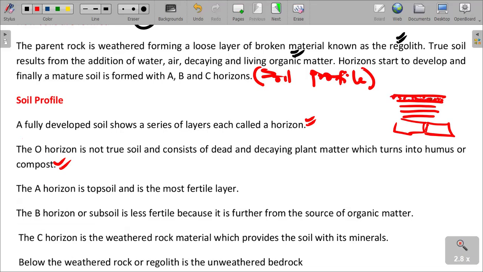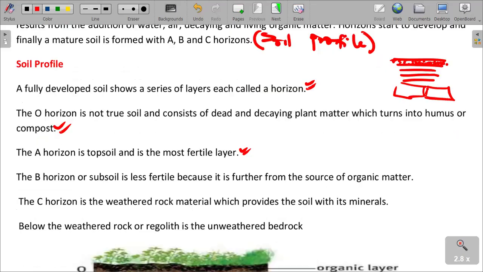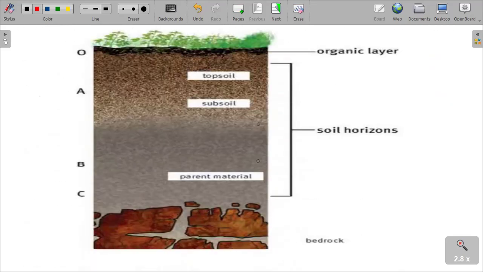It is not actually a true soil, but it consists of dead, decaying plant matter, even animal matter that are found on the topsoil there. So they turn into humus or compost after decomposition. Horizon A is topsoil and is the most fertile layer.